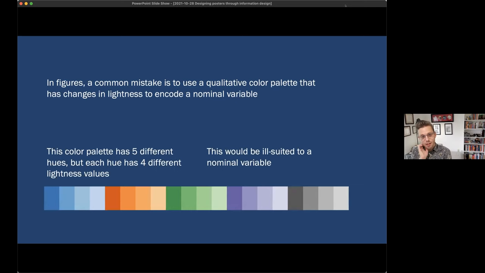So here's an exaggerated version of that. If we were to use a color palette like this to encode purely nominal data, then there might be sort of implied ordinal relationships between the values in our data. And just something as simple as not using these variations in lightness can go a long way in improving the color encoding.